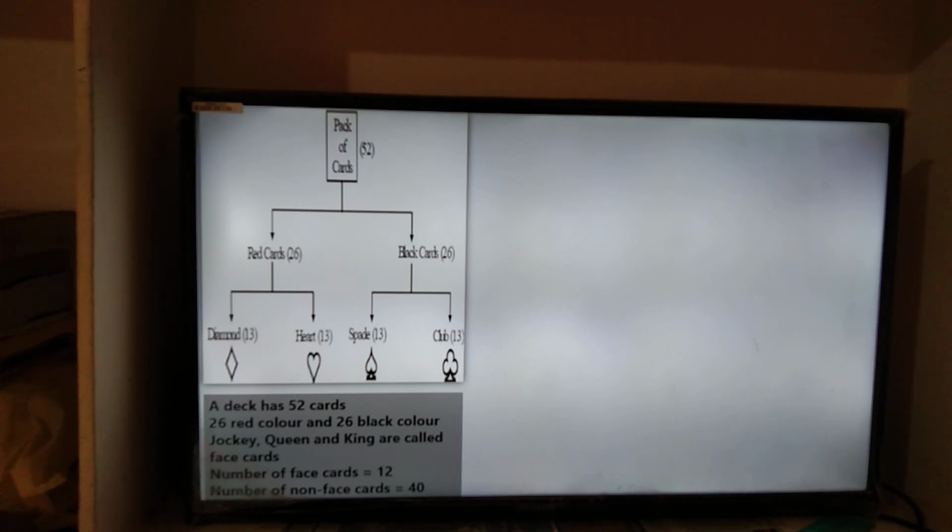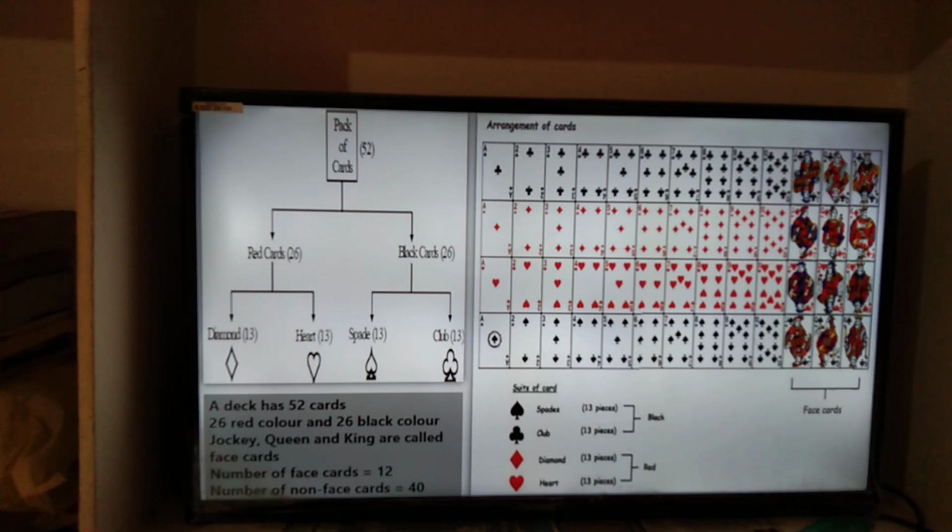They are ace, king, queen, jack, and numbers 10 to 2. Jack, queen, king are called face cards. In each suit we have 3 face cards. Totally 4 suits, 4 into 3, 12 face cards. And what about non-face cards? 52 minus 12, that implies 40.